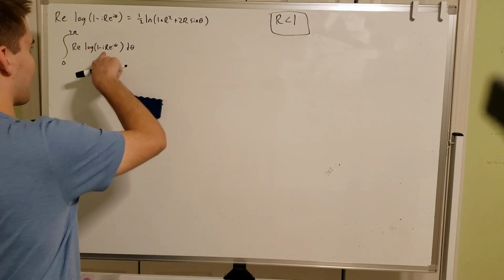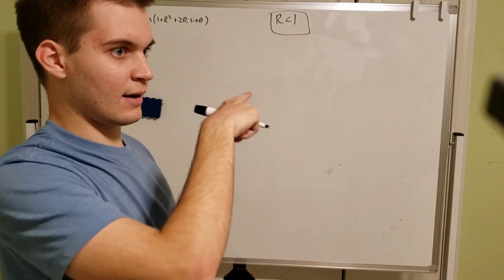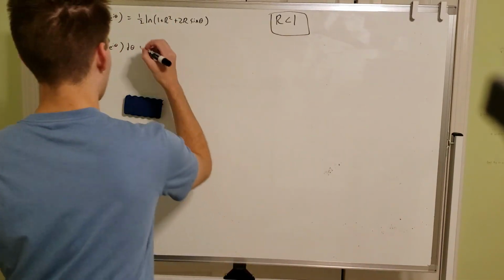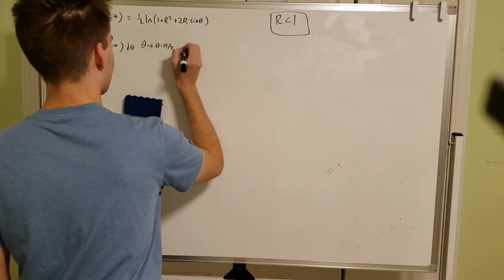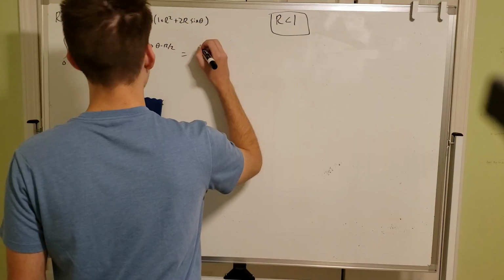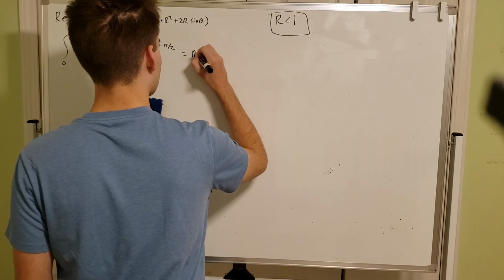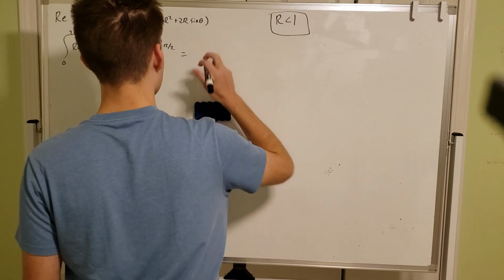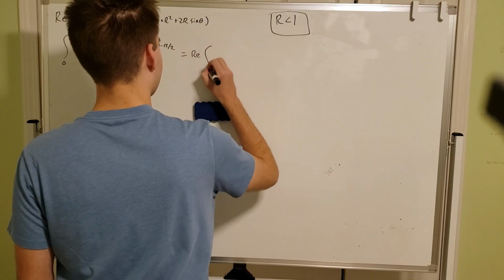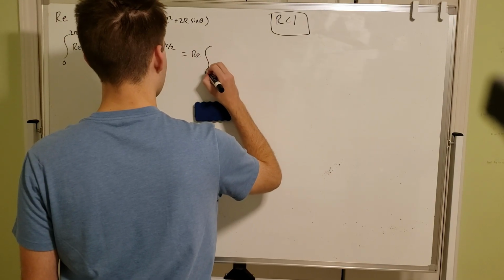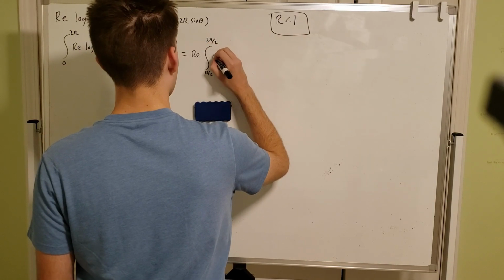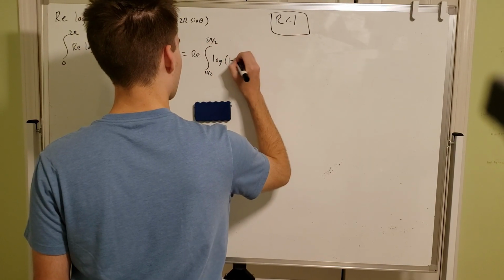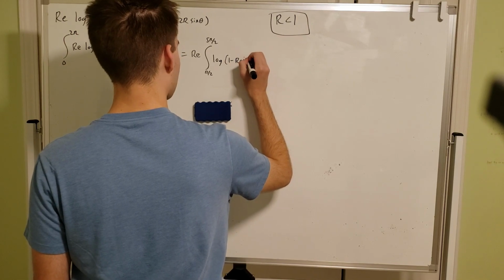We can make this integral a little bit easier because this i can be moved into the theta as theta plus pi over 2. So that means we want theta to go to theta minus pi over 2. So this means we have real part, which I said we could pull out. It's going to be from pi over 2 to 5 pi over 2. The i goes away.